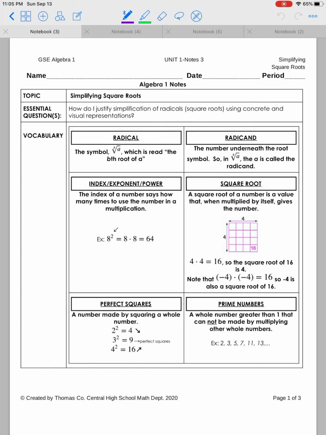Then our next vocabulary is called the radicand. That's the number that's up under the symbol. Here in this little problem, it's a. But when we get in here, we're going to be using numbers.